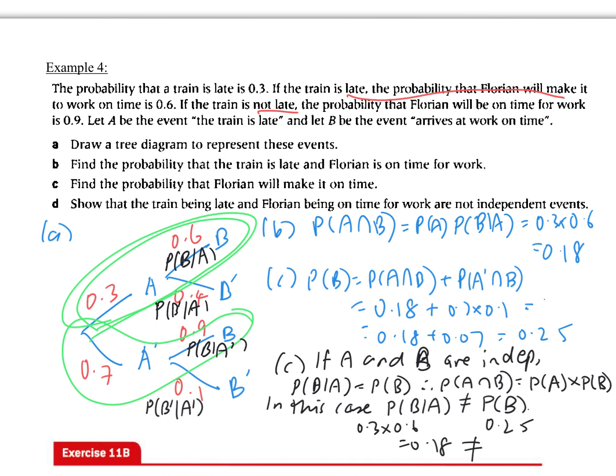Another way we can consider the situation is to find out whether probability of B given A plus probability of B given A complement is equal to probability of B. So probability of B given A is 0.18 and probability of B given A complement will be 0.63, and that's not equal to 0.25. So therefore they're not independent.